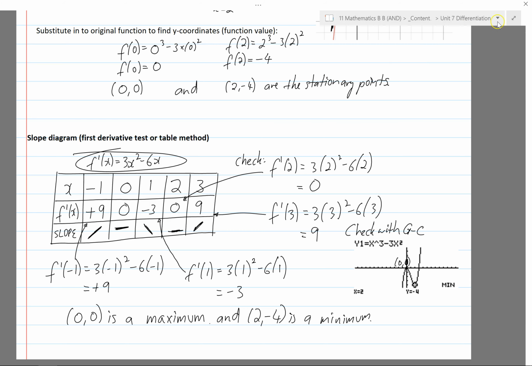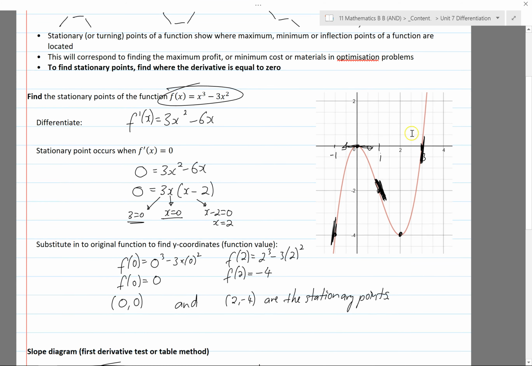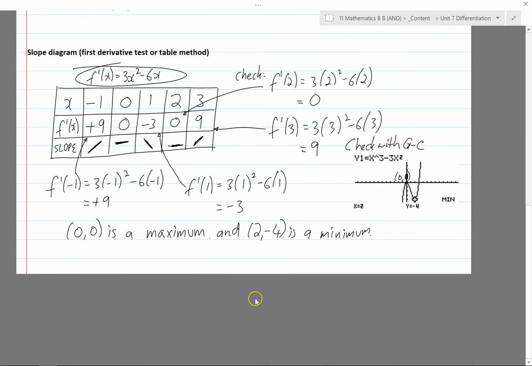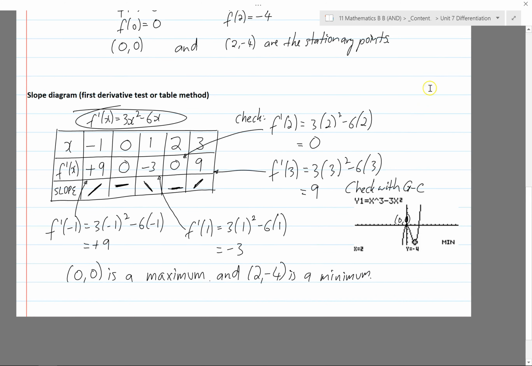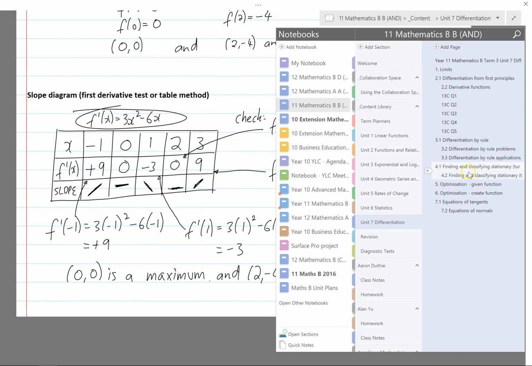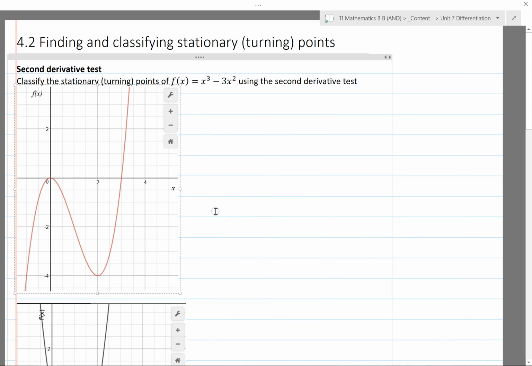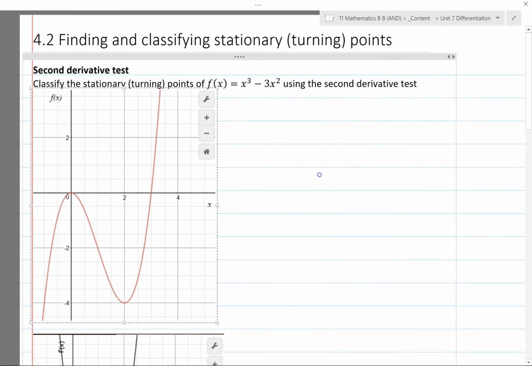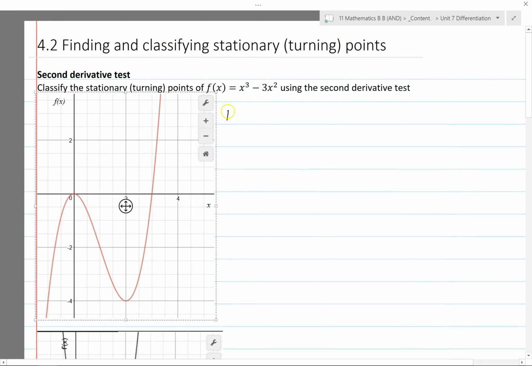There is another way to classify these turning points. So just to summarize, finding is just finding the actual points. Classifying is saying whether they're maximum or minimum. There is a second method to classify these using the second derivative test. So the finding part will be exactly the same. So I can just copy and paste that from the previous example.